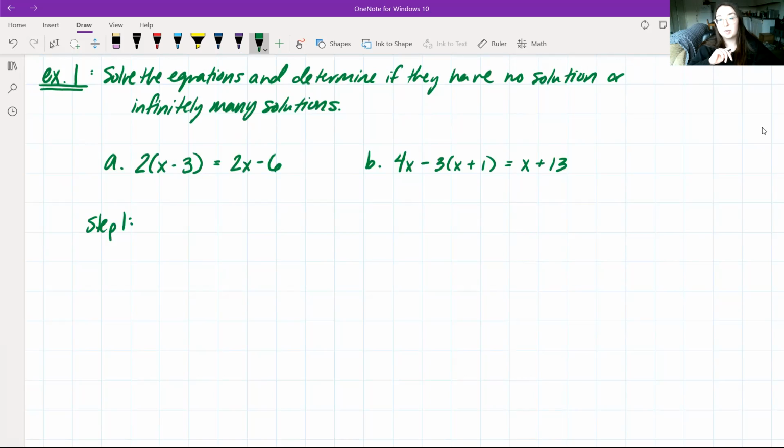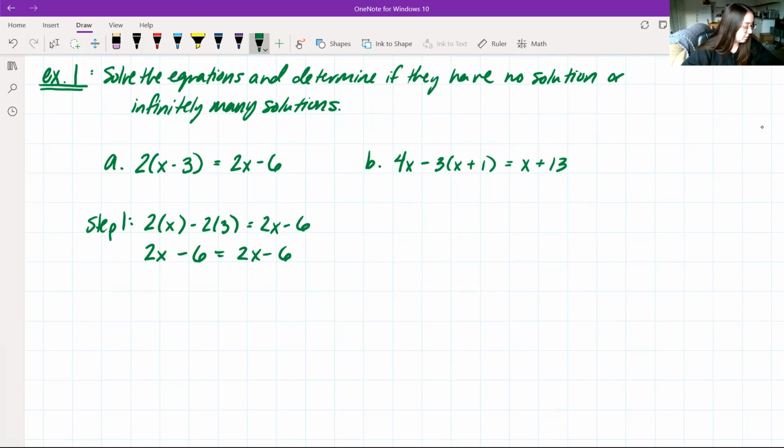So we're going to use our distributive property to distribute our 2 times x minus 3. So this becomes 2 times x minus 2 times 3, which is equal to 2x minus 6. Our expression on the right is already simplified, or in its simplest form. Then we just want to calculate. So 2 times x will be 2x, and 2 times 3 will be 6. So what we already see here is we have 2x minus 6 is equal to 2x minus 6.